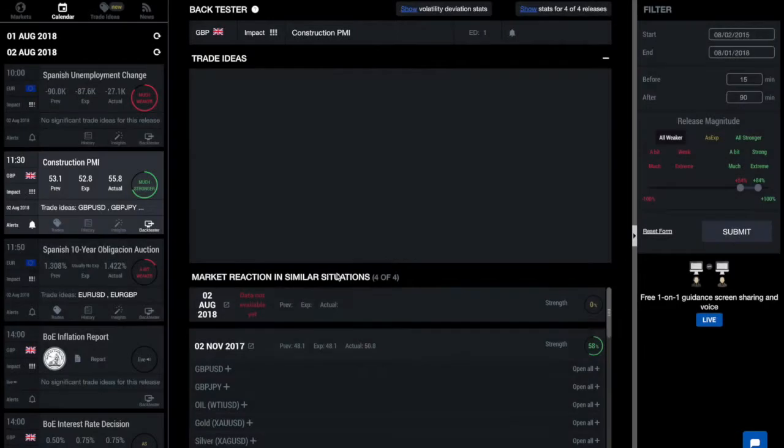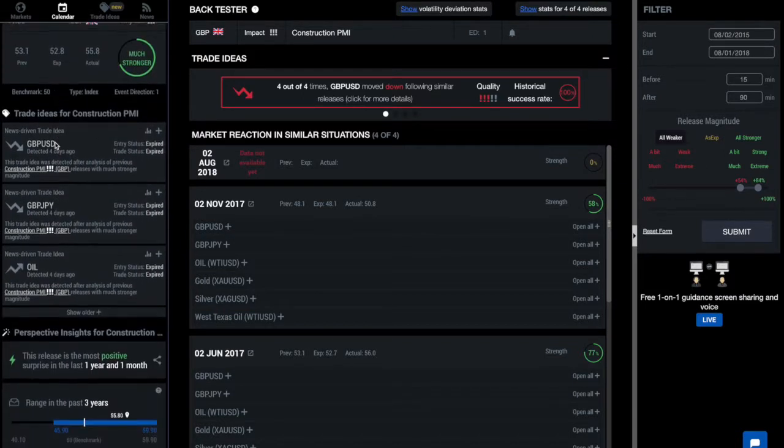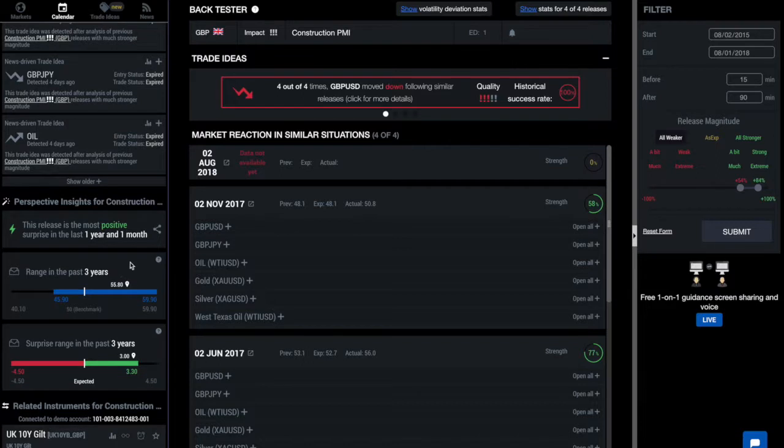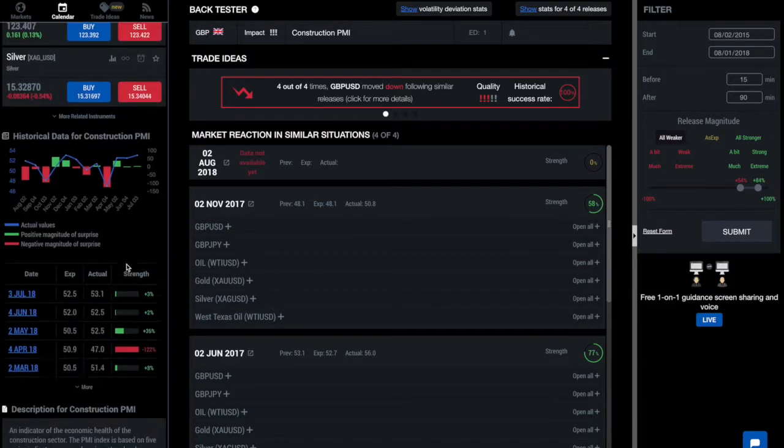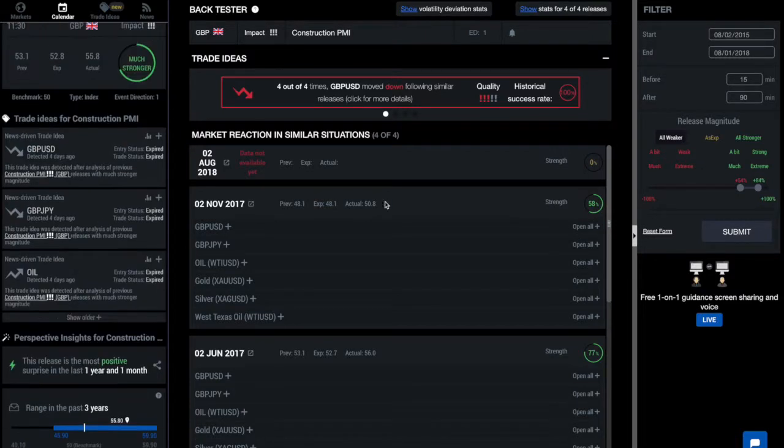The backtester will show you all the historical situations that were similar and give you statistics upon it. So if you click on the card as well on the left, you can see the trade ideas, some insights on ranges, whether it's a surprise, and some details on what happened in the past. Furthermore, if you really want to trade it, you can look at the different ideas here, 4 out of 4 times, 100% success rate.